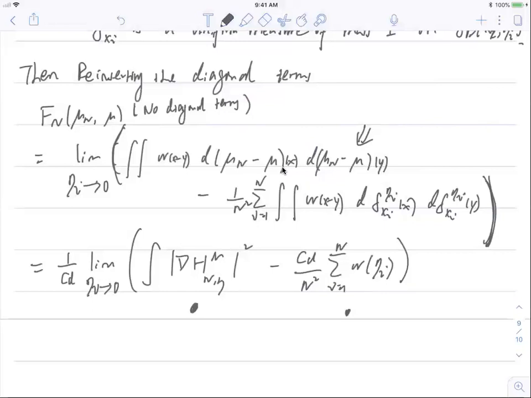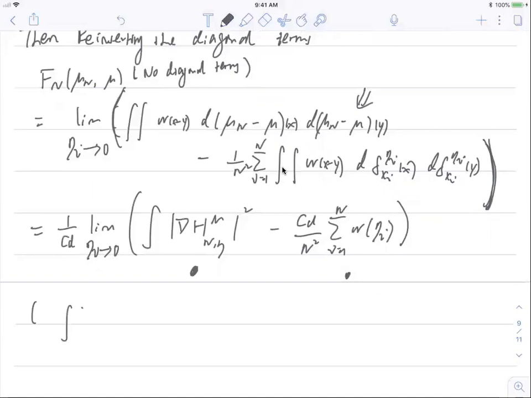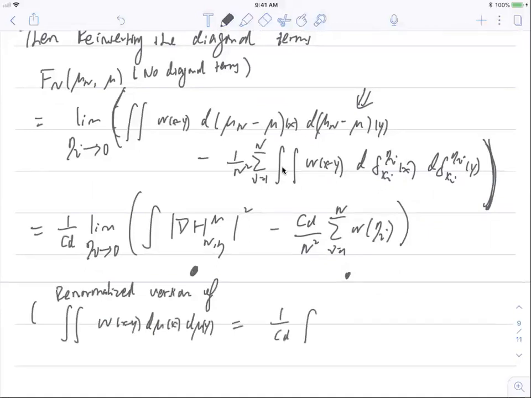So this gives a renormalized meaning to the previous identity. The previous identity is easy: if omega is nice, if everything is nice, if mu is nice, it's just this.